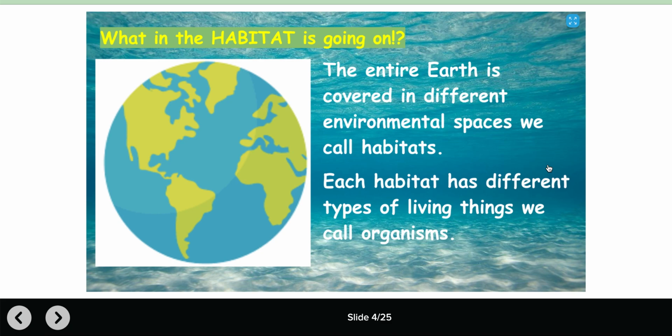Okay, so what in the habitat is going on? The entire Earth is covered in different environmental spaces we call habitats. Each habitat has different types of living things we call organisms. So just remember, an organism is any living thing. That could be a plant, an animal, a parasite, a worm, you. Every living thing is an organism. Okay, so just don't forget that one simple fact.